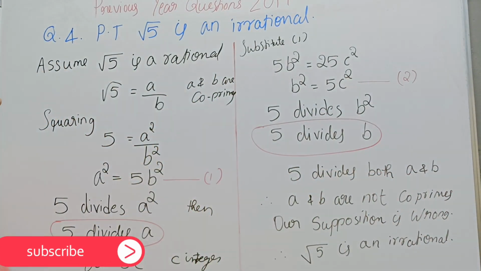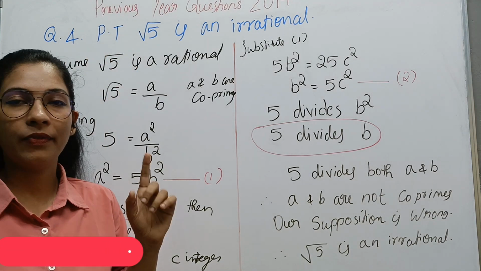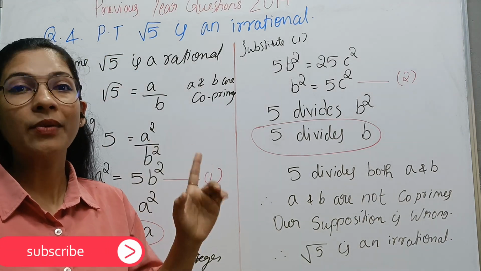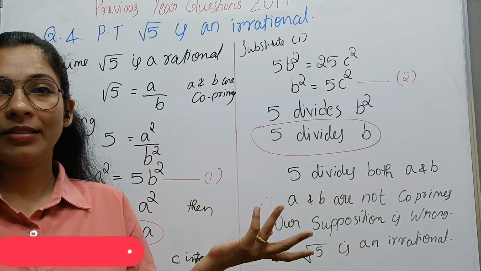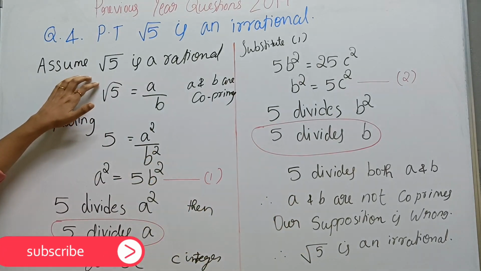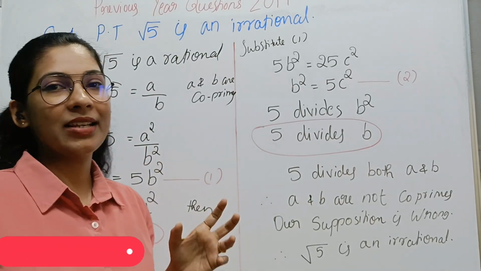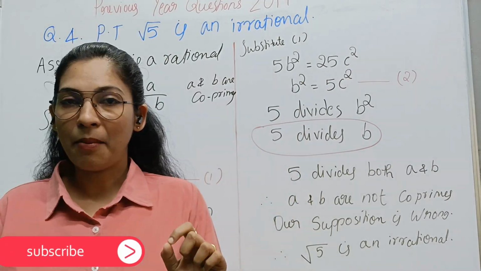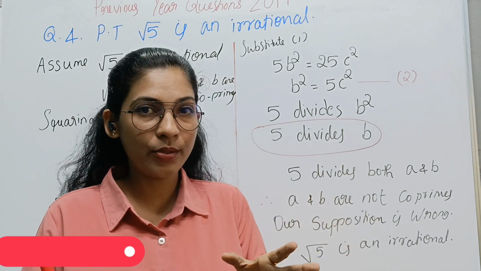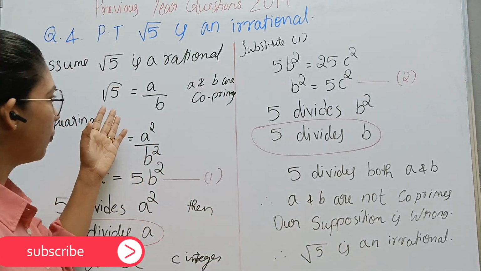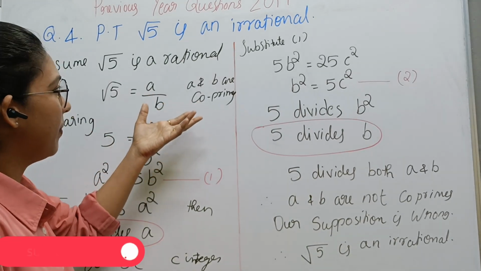The first step is to assume root 5 is a rational number. We take a contradictory statement, that root 5 is a rational number, and we know that a rational number is a number which can be represented in the form p by q, where q is not equal to 0. Here in this case, root 5 can be equated with a by b, where a and b are co-primes.